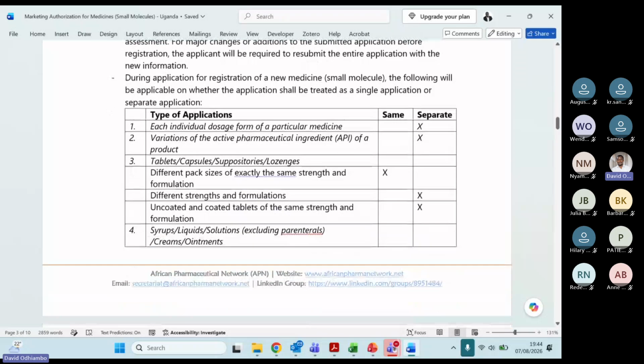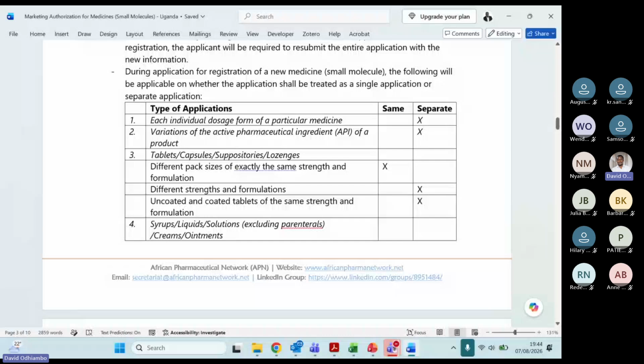And sometimes people say, I have one product that I need to submit as different formulations, different packs and all that. In Uganda, there's a clear criterion on how products will be evaluated, whether you're making a single application that will be extended, or each of them will be evaluated as individual entities. If you have individual dosage forms for a particular medicine, different dosage forms will be treated as separate applications. If you have a change in the active pharmaceutical ingredient of a product, those will be considered as separate applications.